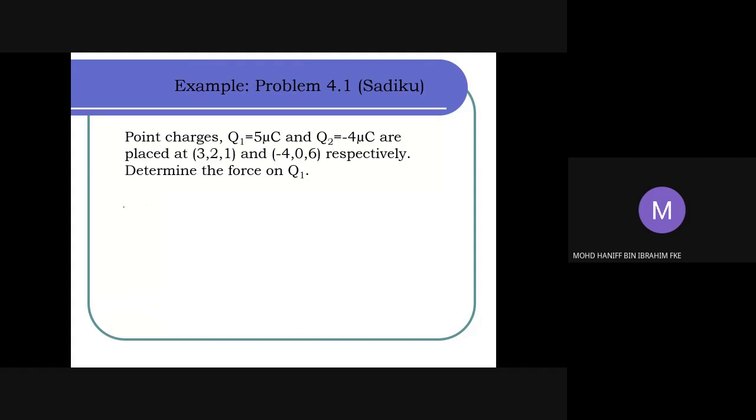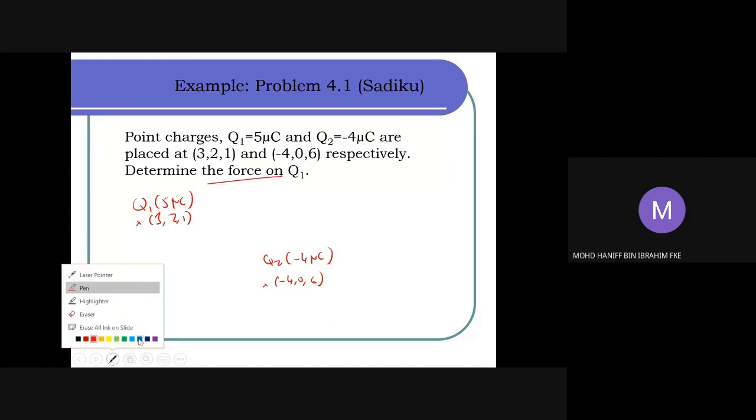Okay. So let's have a look and let's sketch the problem. We have Q1, which is 5 microcoulomb, located at 3, 2, 1. And then we have the second charge, Q2 of negative 4 microcoulomb, located at negative 4, 0, 6. So the question is to determine the force on Q1.